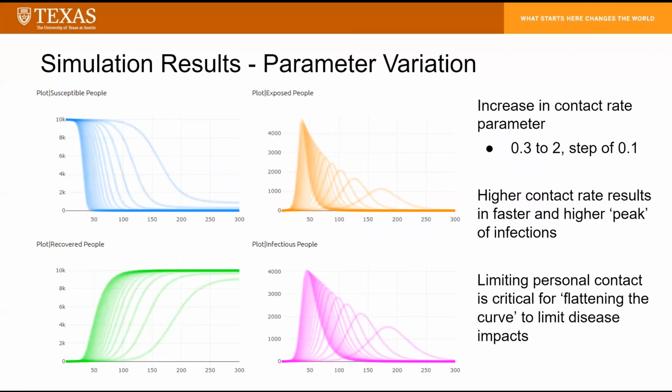And finally, we performed a parameter variation experiment where we altered the contact rate in the model and then observed how that impacted the different stocks and flows. You can see from these graphs that as the contact rate increases, there is a faster occurring and also higher peak in all of the infectious and exposed people stocks. This is applicable to the current COVID-19 pandemic, where you can see that limiting the contact rate is a very effective strategy for so-called flattening the curve, or attempting to limit how the infectious disease will spread through the population.